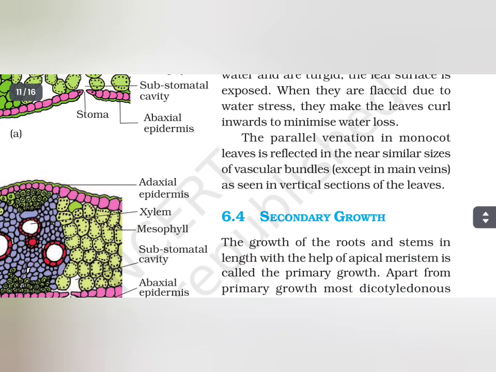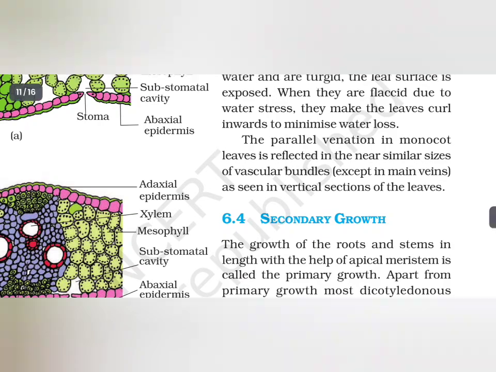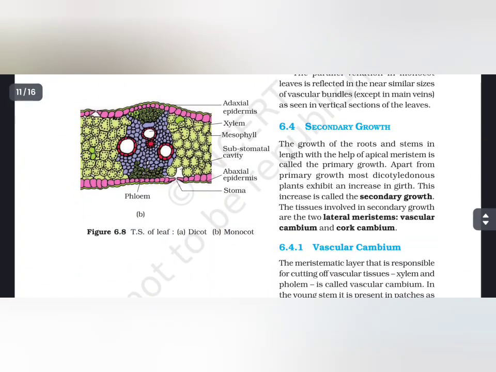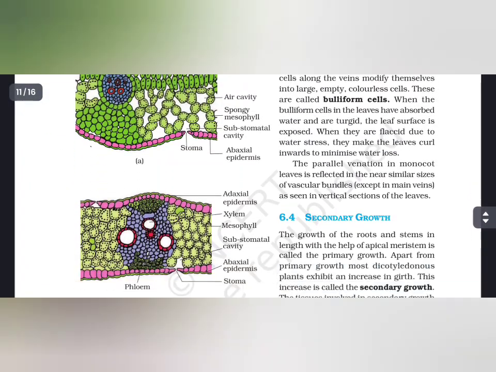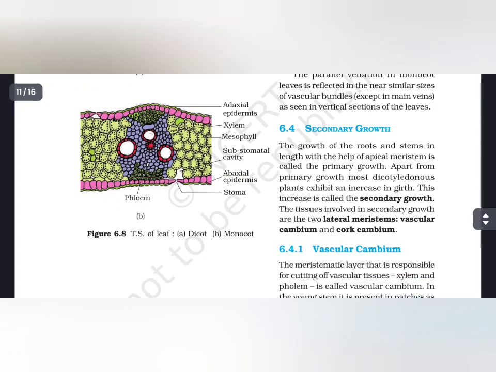Parallel venation in monocot leaves is reflected in the near similar size of vascular bundles except in main veins, as seen in vertical section of the leaf. This is a transverse section of leaf. First is a dicot, second is a monocot.